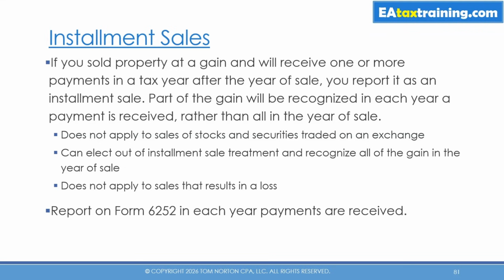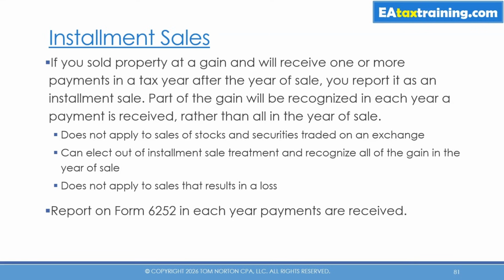So if you sell it this year, but you receive one or more payments next year or in any future year, you do not have to report all of the gain this year. You're going to report some of it this year and some of it in the year or years that you received those other payments. Now, this does not apply to any sales of stocks or securities that are traded on an exchange, and you can elect out of installment sale treatment. So if you want to recognize it all in the year of sale, you can do that.